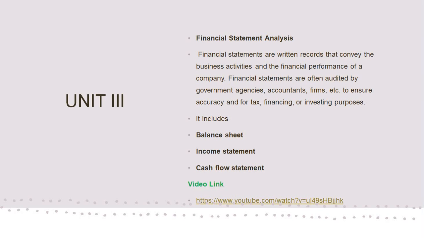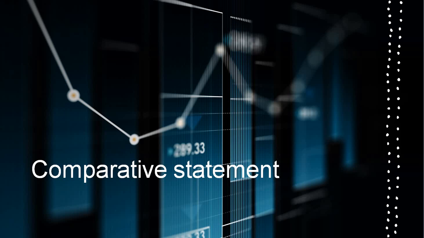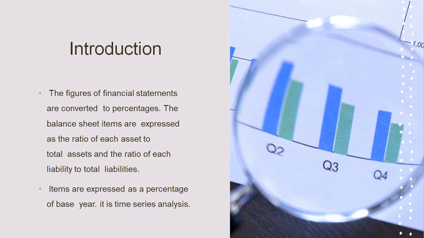This is a complete video link on the uses and theory parts coming under financial statement analysis. As I told you, under financial statement analysis there are two important types of analysis: comparative statement analysis and common size statement. Based on these two statements, the analysis is mostly done in any manufacturing company. The first, as I told you, is the comparative statement. The introduction to a comparative statement is simple: it compares the figures for the past and future.